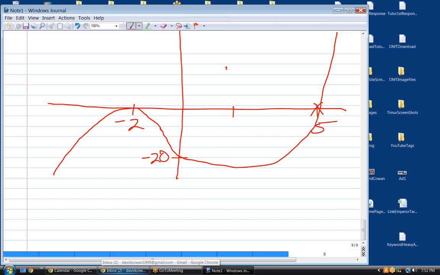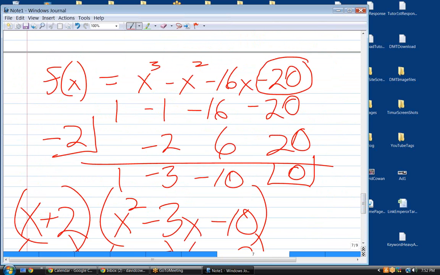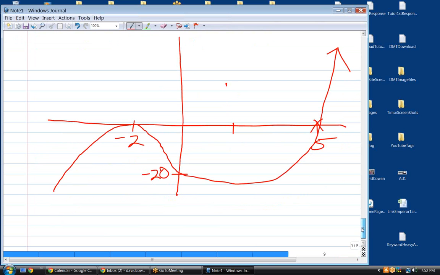And there you have it. That's what it should graph like. Well, it's worth checking this end behavior to make sure I got my right-hand end behavior correct. And sure enough, if I plug in plus infinity, I get plus infinity. So the right-hand end behavior is correct also.